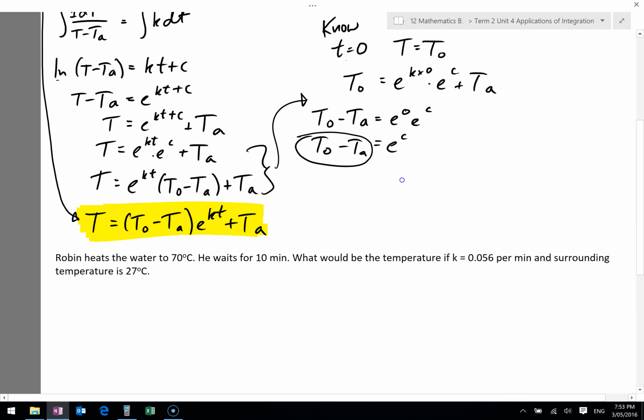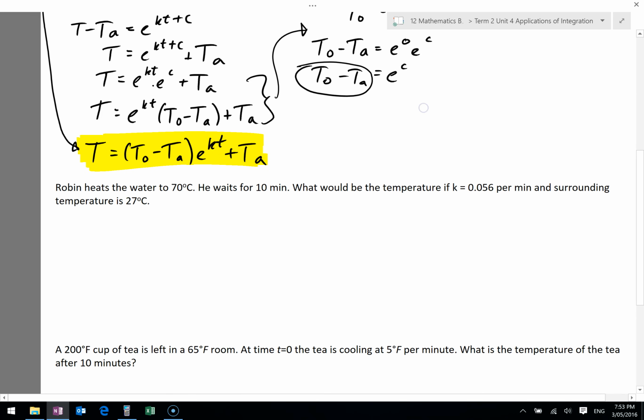Alright, let's have a look at a problem and see how it actually works out. Okay, Robin heats water to 70 degrees. He waits 10 minutes. What would be the temperature if k equals 0.056 and the surrounding temperature is 27 degrees? Okay, so I identify it's a Newton's law of cooling problem. I'll write my relationship and my general one.